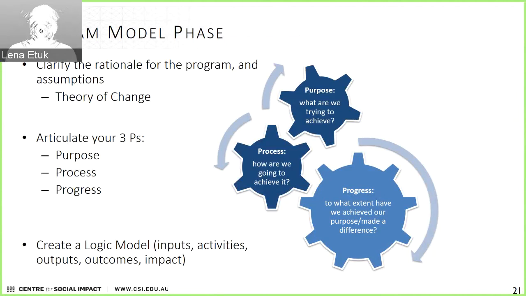What are the outputs? And then finally, the progress. That's really about the measurement. So to what extent have we achieved our purpose or made a difference? So that's about articulating the measurement. So at this point, you'll want to create a theory of change, as we mentioned, but then also a logic model with those inputs, activities, outputs, outcomes, and impact.